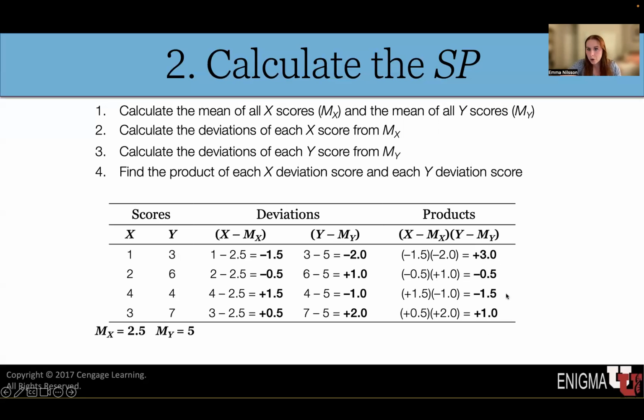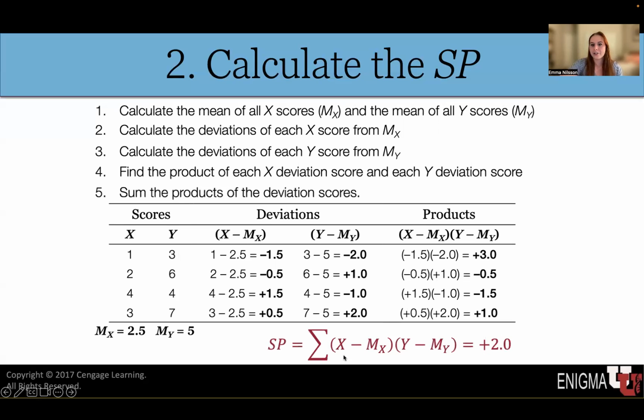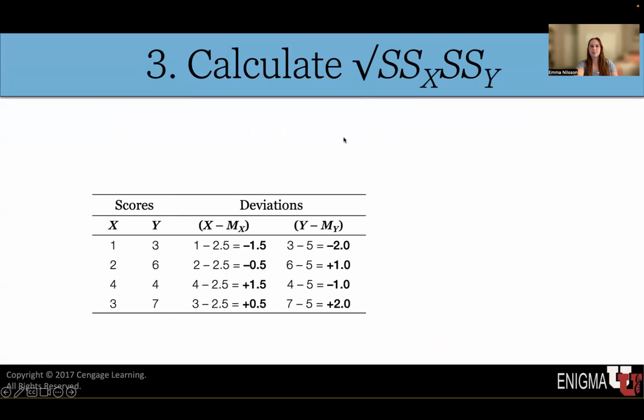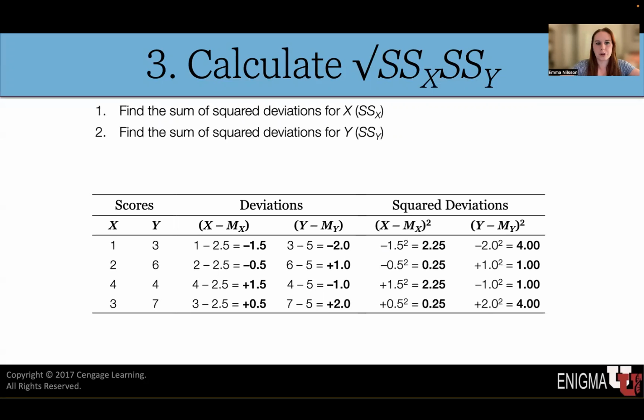Once you have all of your products for all your pairs of scores, you're going to add them all together and get your numerator, the SP, which in this instance is a positive 2. After we've done that, we're going to calculate the denominator, so the sum of the squares. In this instance, instead of adding the products of the deviation scores together, we're going to go back to the deviation column and add those together first and then multiply them. I'll show you what we're doing.